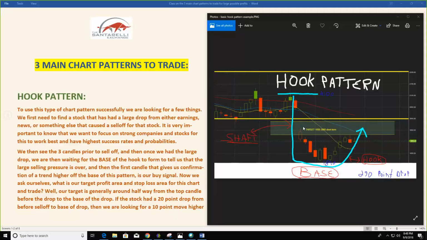And so our target's going to be halfway from the drop from the top here, these top three candles, down to the base. So like I said, if it got down to 1800, it dropped down to around 1810. So let's just use 1800.